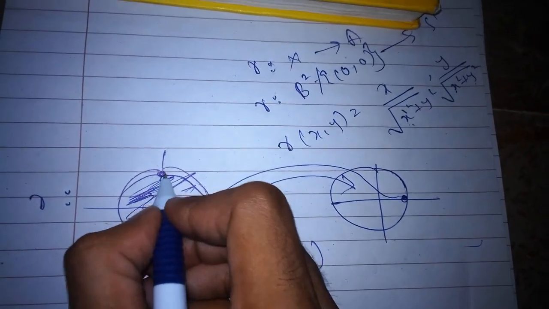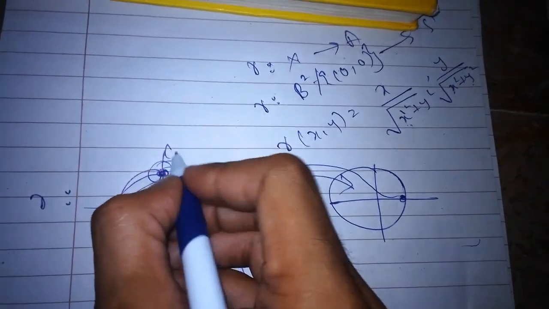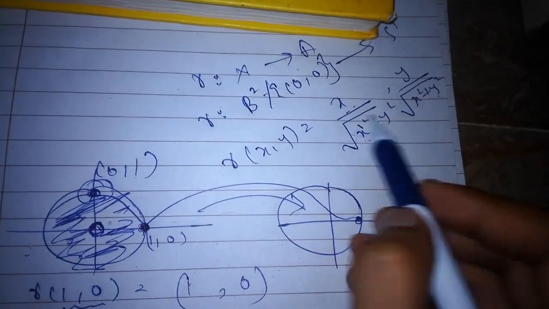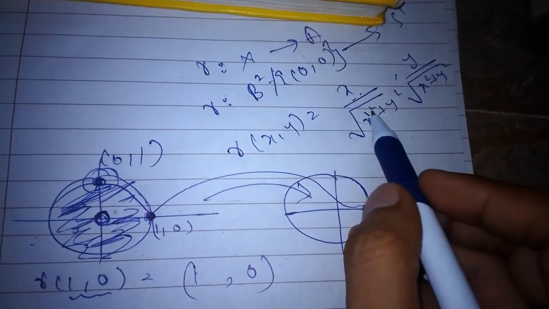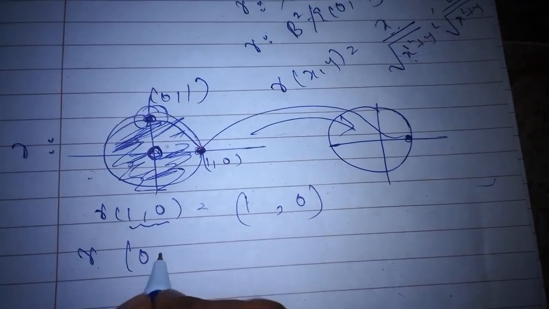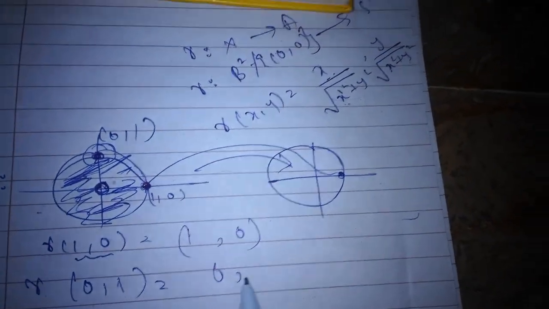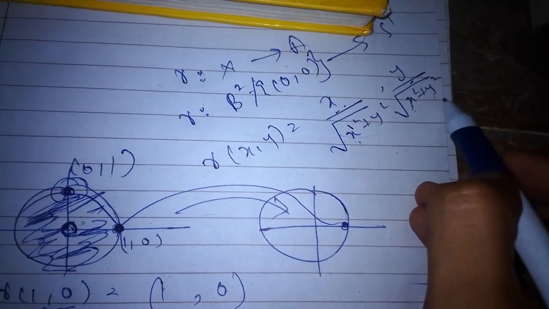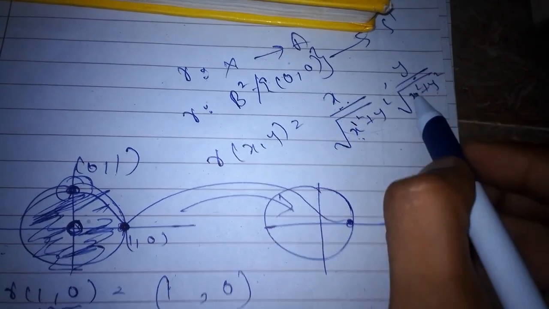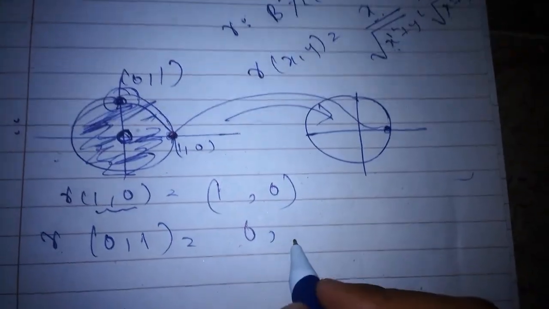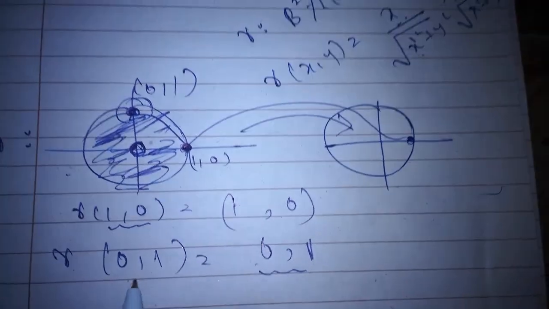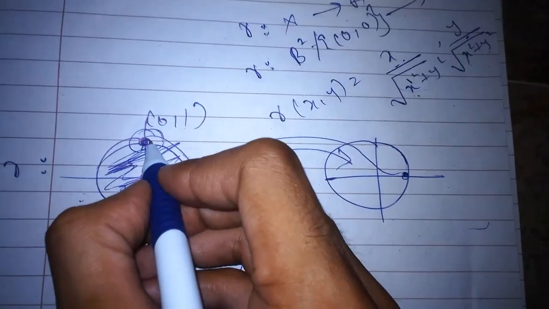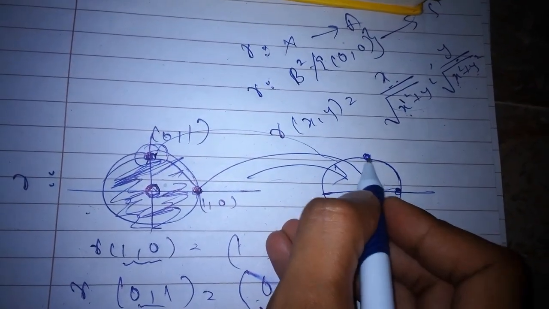If we substitute the point (0, 1), the first coordinate has 0 in the numerator and the denominator is other than 0, so this is 0. So R of (0, 1) first coordinate is 0. And for the second coordinate, we substitute 1, and 0 squared plus 1 squared is 1, the root of 1 is 1, so 1 upon 1 is equal to 1. So the output of this point is (0, 1).